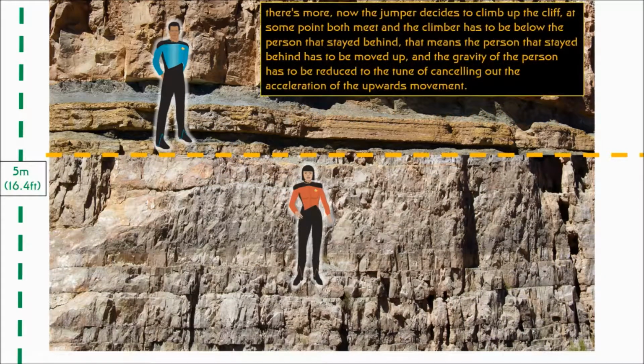So now the second half of the thing that Silver Nostros says is, the jumper decides to climb up the cliff once they land. At some point, both meet, and the climber has to be below the person that stayed behind. That means the person that stayed behind has to be moved up, and the gravity of the person has to be reduced to the tune of canceling out the acceleration of that upwards movement.